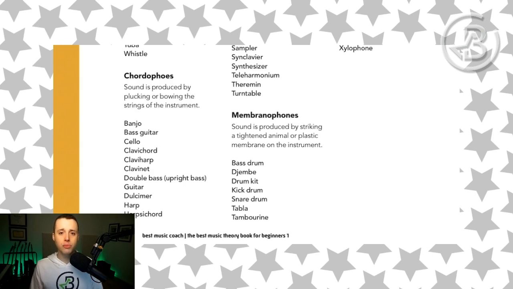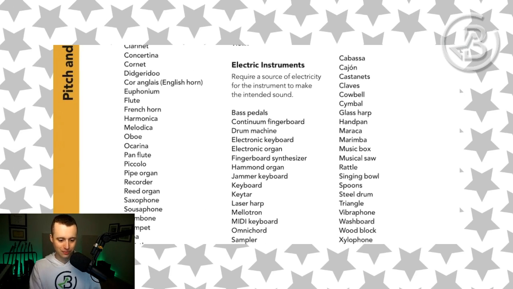Interestingly enough, a harpsichord as well is technically a plucked instrument. That's sort of like a piano, whereas in a piano, the strings are struck with felted hammers. In a harpsichord, the strings are actually plucked, and that's what gives it its very distinct sound.